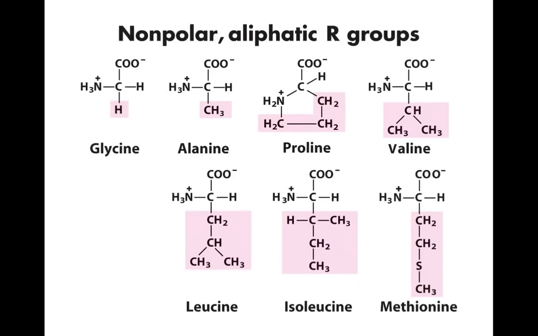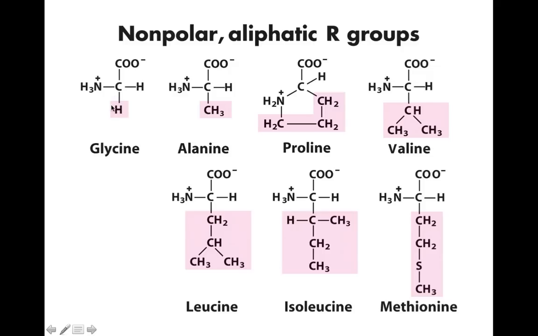Now we can categorize these amino acids based on the type of R groups that are present. One category is the non-polar aliphatic R groups. They're non-polar, meaning there's no charge. And aliphatic means there are typical alkyl R groups, carbon and hydrogens only.